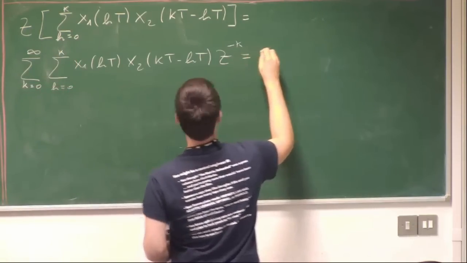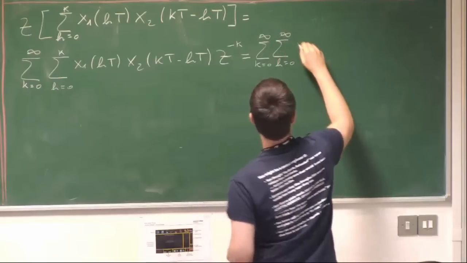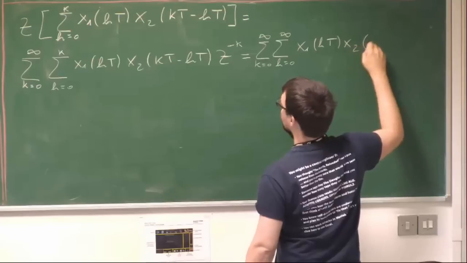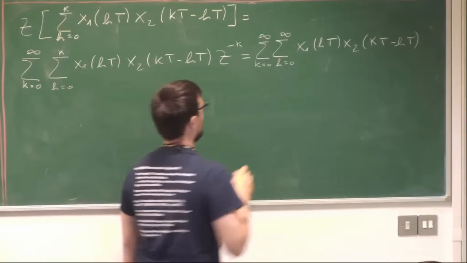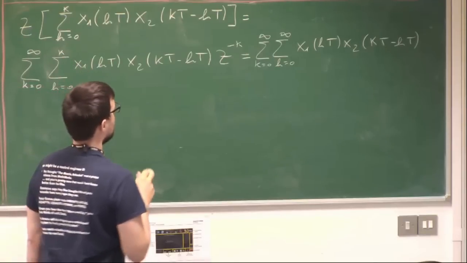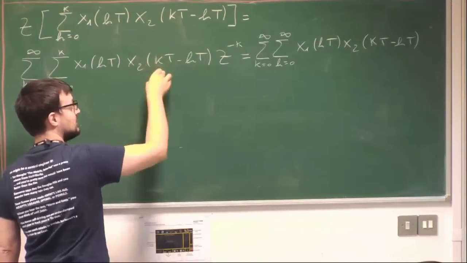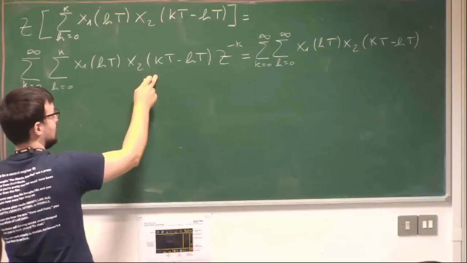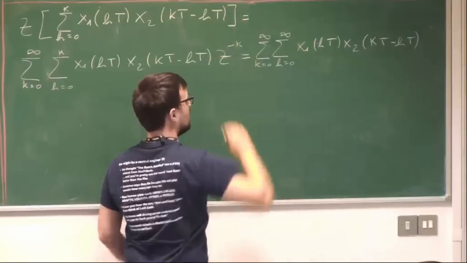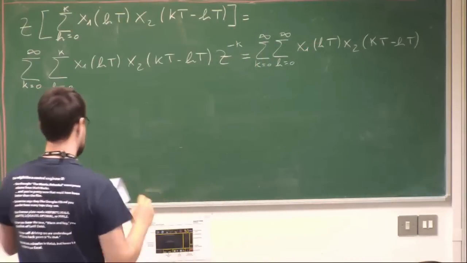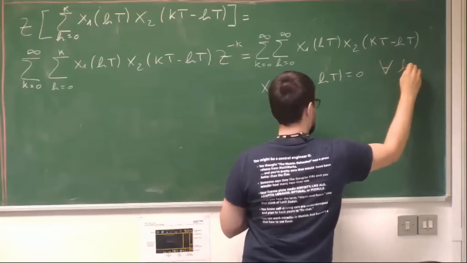I claim that this is equal to the sum with k that goes from 0 to infinity of the sum with h that goes from 0 to infinity of x1(hT) x2(kT minus hT). Why is this true? If h is greater than k, this difference will be negative, and the argument being negative, this value will be 0. So it doesn't matter what the value is, because it is multiplied by 0, and it doesn't matter if h is extended to infinity. The reason is that x2 of kT minus hT is equal to 0 for all h greater than k.